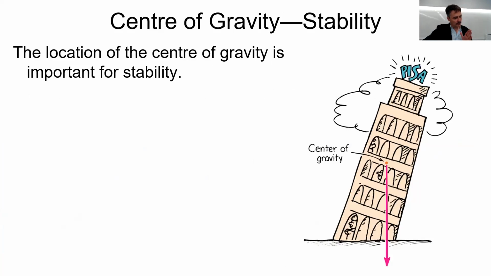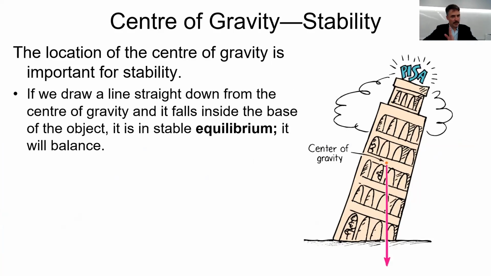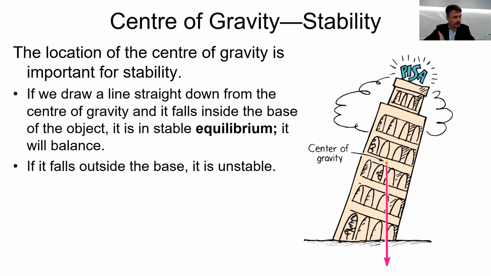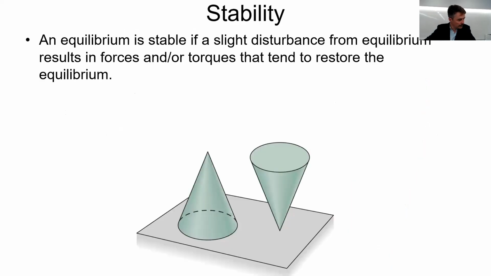So the location of the center of gravity or center of mass is important for stability. If you draw a line straight down from the center of gravity and it falls inside the base, then the thing is in equilibrium. If it falls outside the base, then it'll fall. So this is the Leaning Tower of Pisa. The center of gravity is still above the base, and that's why the whole thing doesn't fall over. But if it keeps tipping, so that the center of gravity goes outside the base, then the thing will tip over.